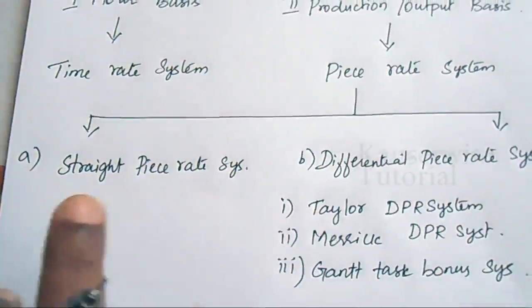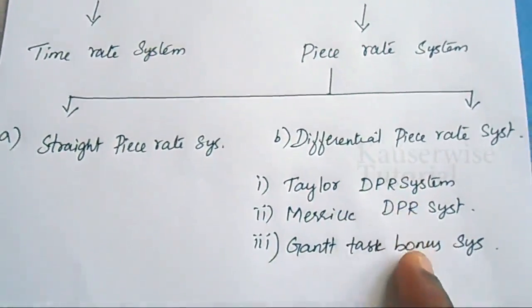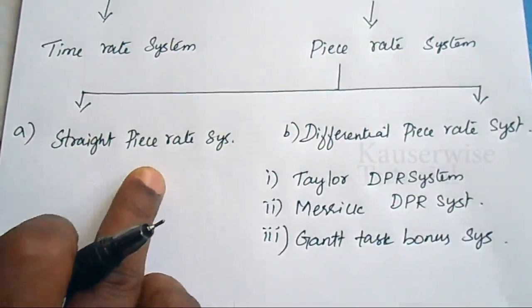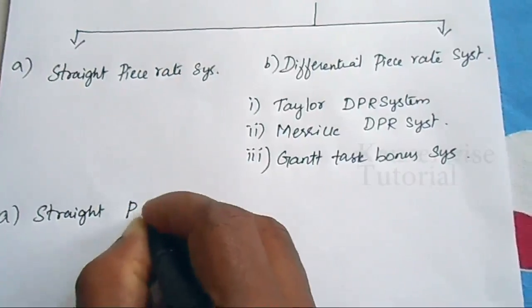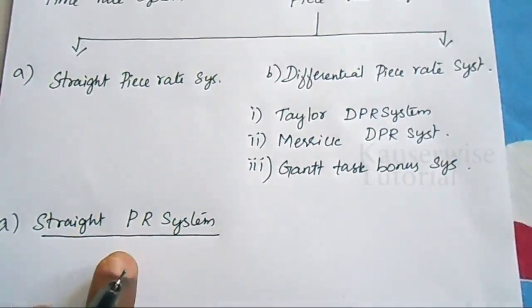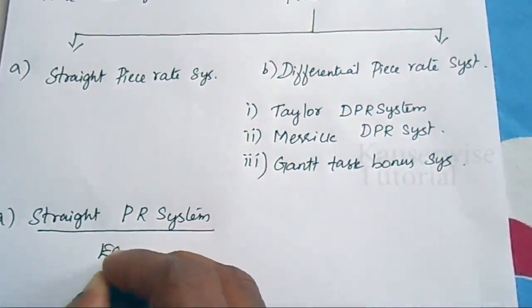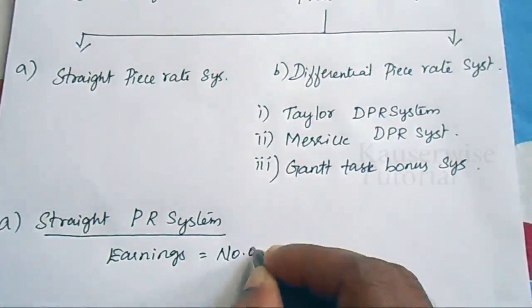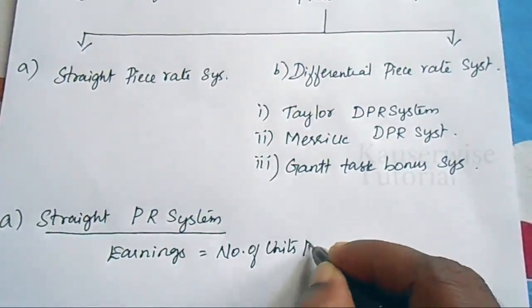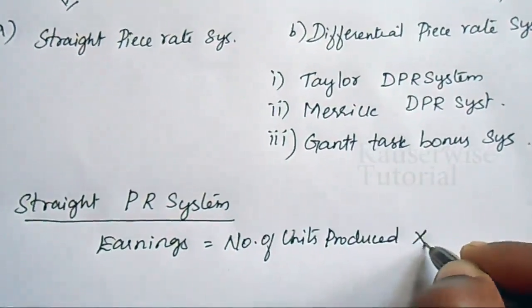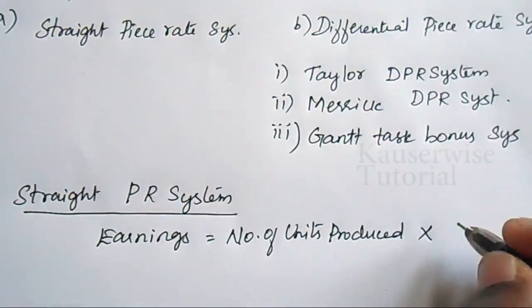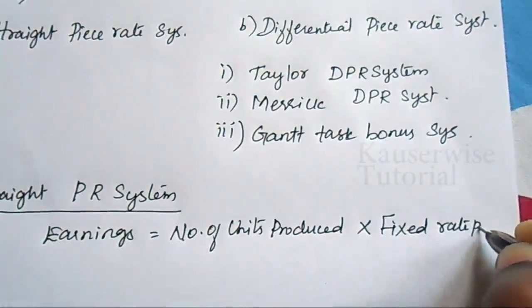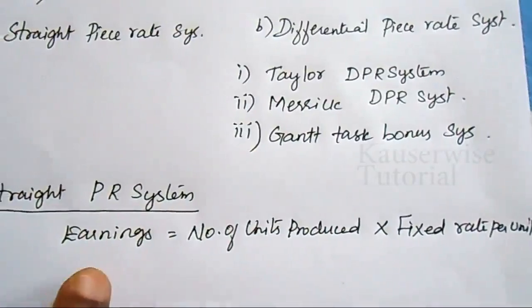So now I'm going to explain the straight piece rate system and the three differential piece rate systems. What is the meaning of straight piece rate system? What is the formula? How will you calculate wages according to this one? Straight piece rate system: according to this method, the formula is earnings is equal to number of units produced into fixed rate per unit. This is the formula to calculate earnings.